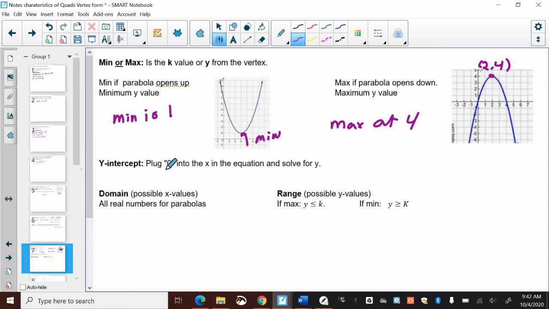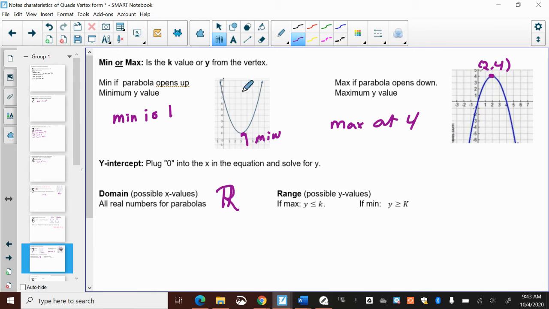To find a y-intercept, you want to plug 0 into the equation and solve for y. We'll do some of those in just a minute. For the domain, it's the same answer: it's all real numbers. I could plug any number in for x and get an answer.